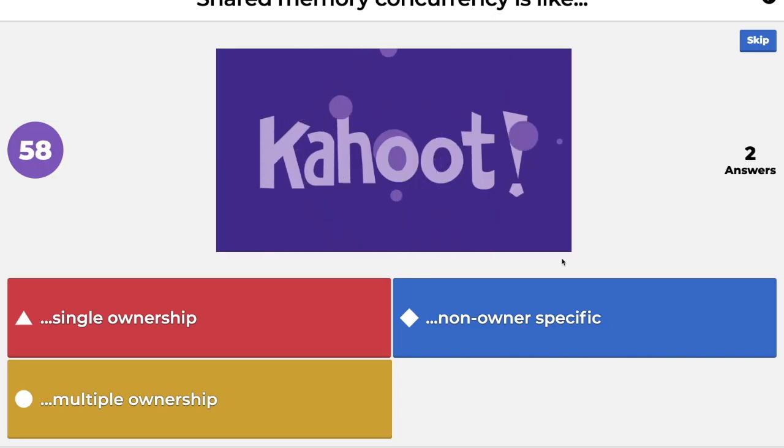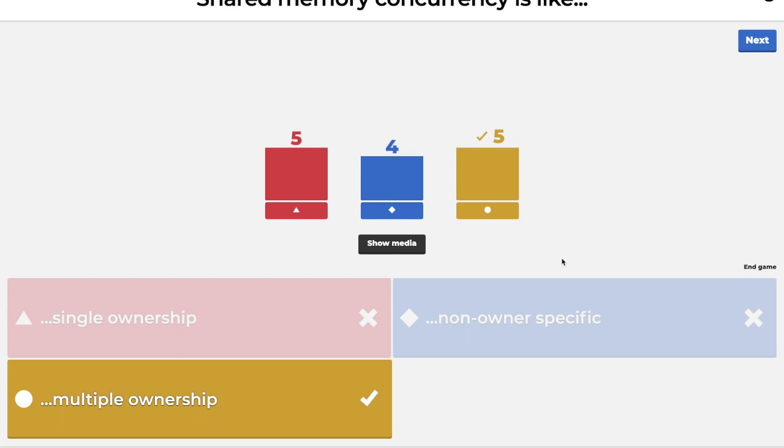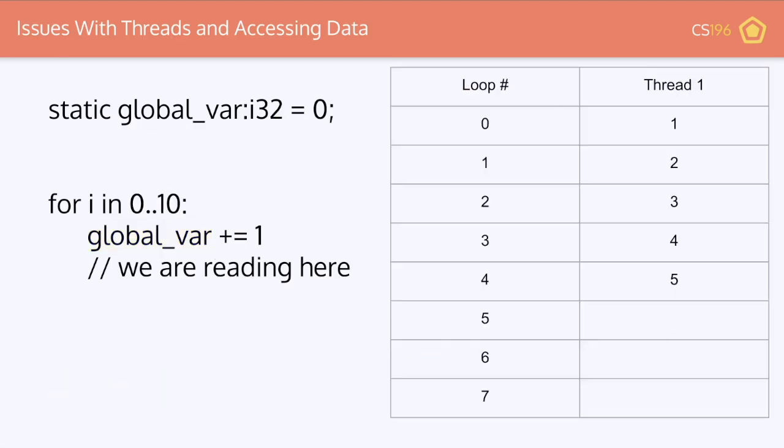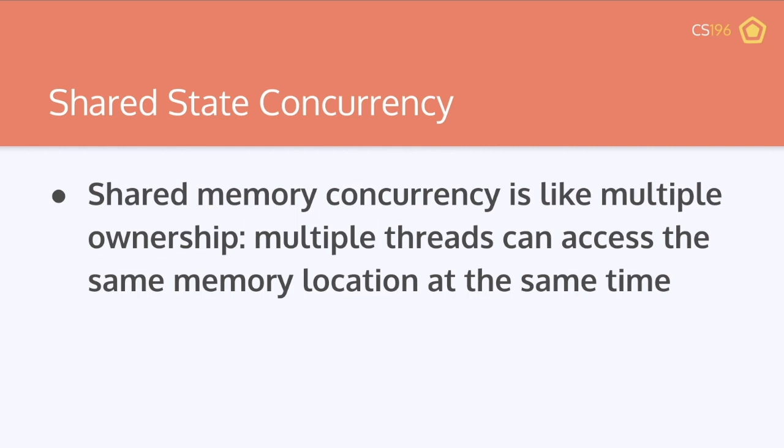So shared memory concurrency is like... All right, so this one had a lot of mixed responses. So let's go back to my slide from before. All right, so shared memory concurrency is like multiple ownership because multiple threads can access the same memory location at the same time. Yeah, so that's a definition. The way shared memory concurrency works is because the memory is shared between all the threads, they can read and write the same thing at the same time, which is why we have mutexes, so that we can protect data from being edited at inappropriate times.